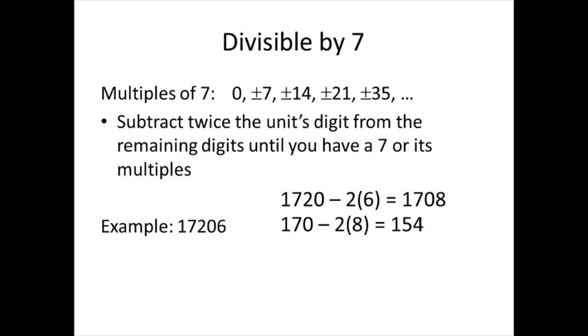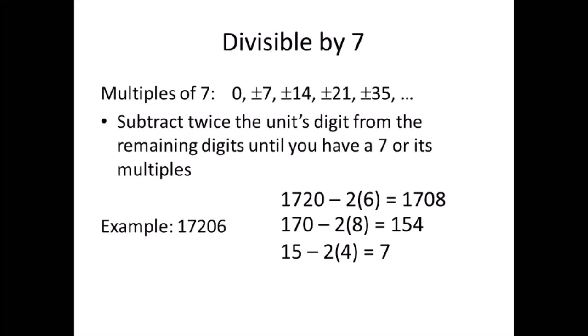And the result is 154. So we can do again the steps. So the units digit is 4. Subtract it from 15. So 15 minus twice the units digit, and it will result to 7. And 7 is a multiple of 7. Therefore, 17,206 is divisible by 7.